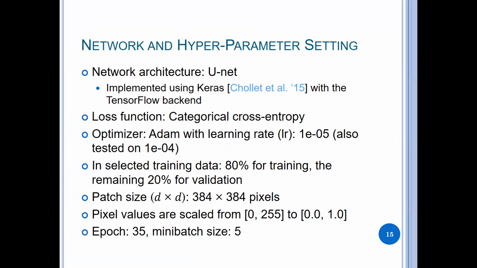In the selected training subset, we consider 80% for training and 20% for validation. The size of the structured patches was 384 by 384 pixels. The pixel values were scaled to between 0.0 and 1.0. The maximum number of epochs was 35 and the mini-batch size was 5. For further information regarding this, I would like to invite interested readers to read our paper.